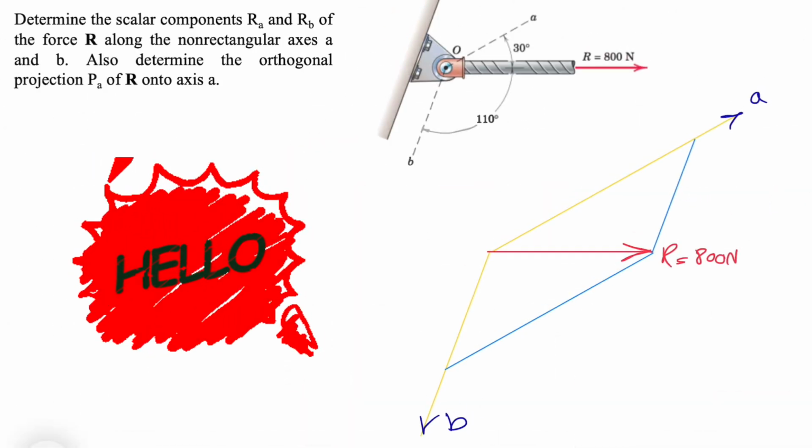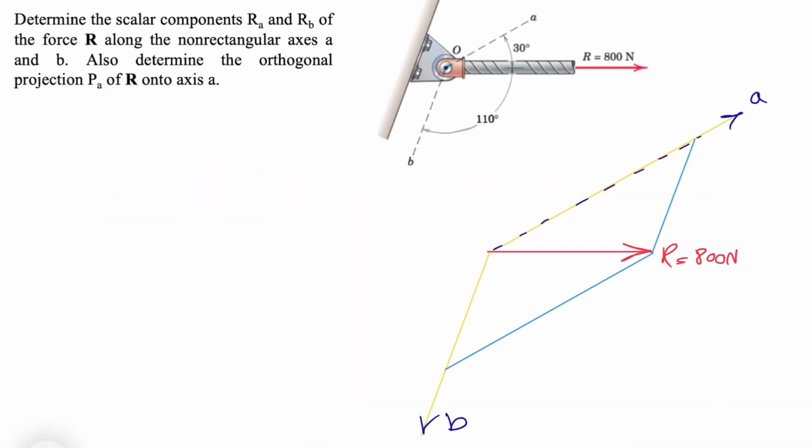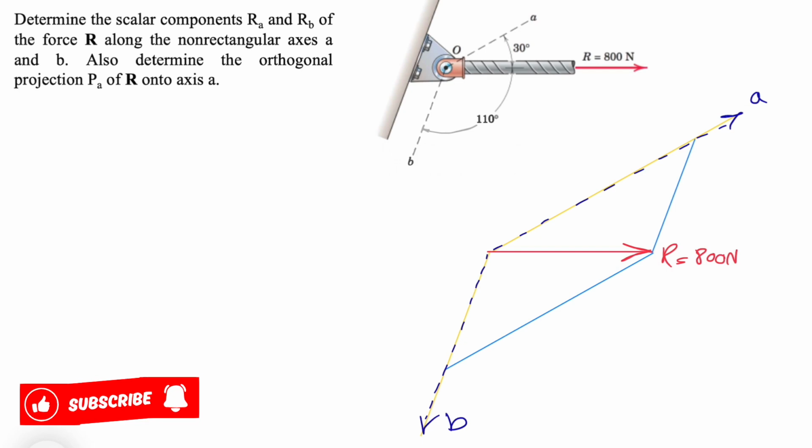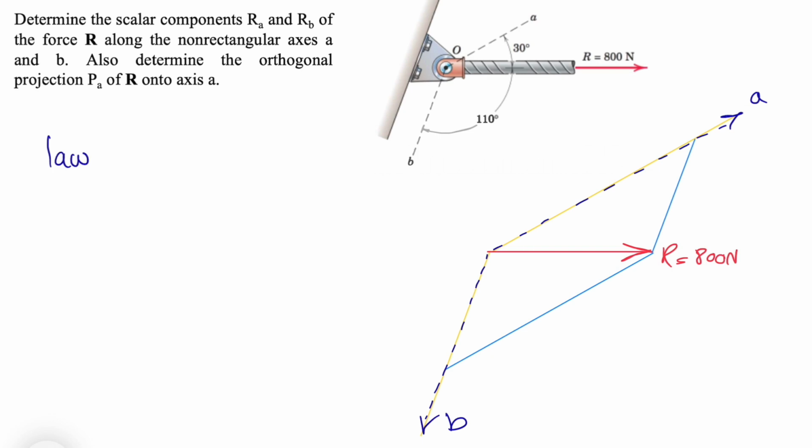Welcome back, guys. So in today's question, we need to determine the scalar components RA and RB of the force R along the non-rectilinear axes of A and B. So we have these two axes A and B that I'm showing in here, and we have the force R that first of all we need to find the scalar components RA and RB of. And for that, if we do the law of sines, we have some information about the angles.